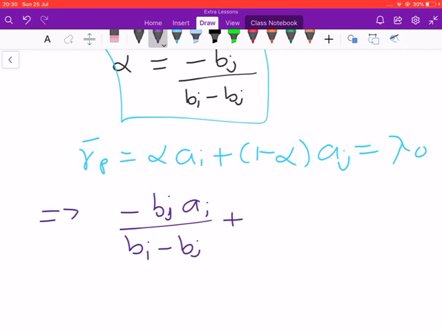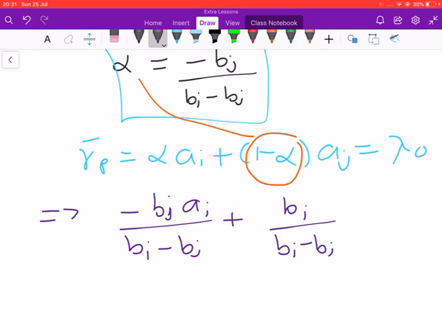Plus 1 minus alpha. What you're going to have is BI minus BJ minus BJ. So what you'll have is positive BI over BI minus BJ times AJ. I'm going to say this equals lambda 0, right?